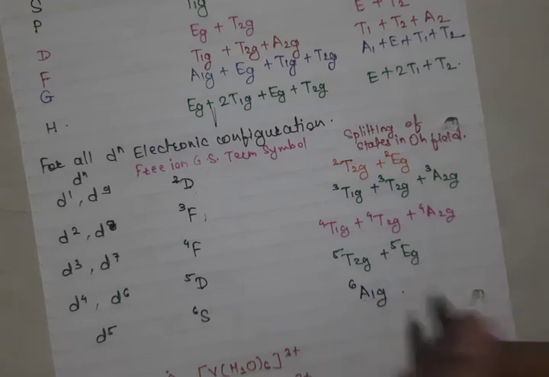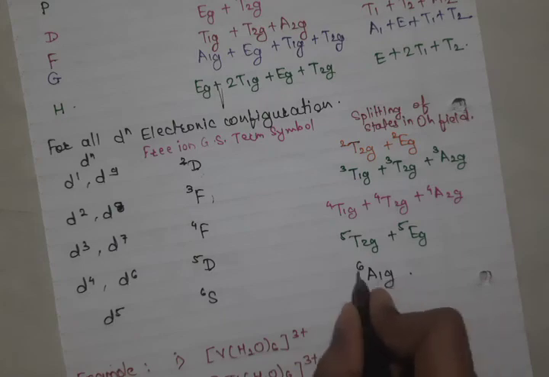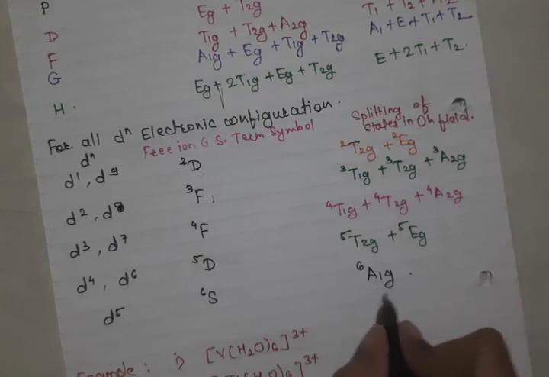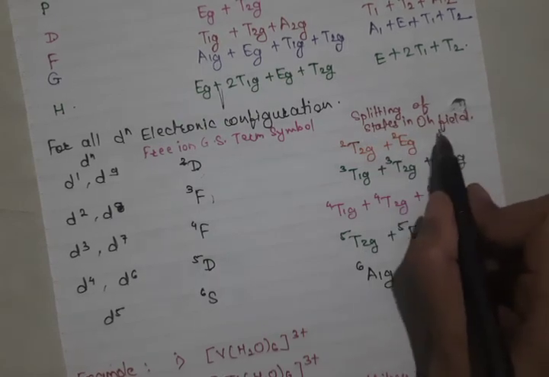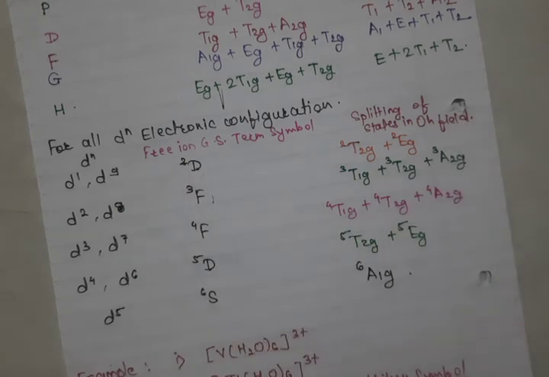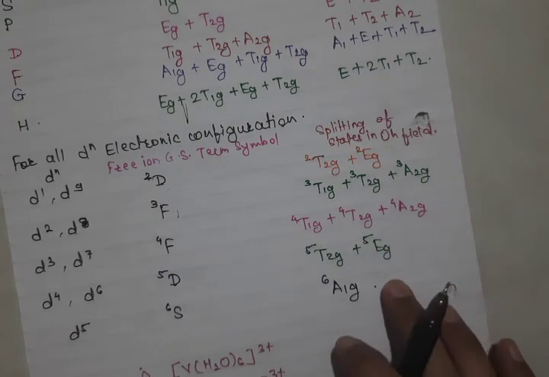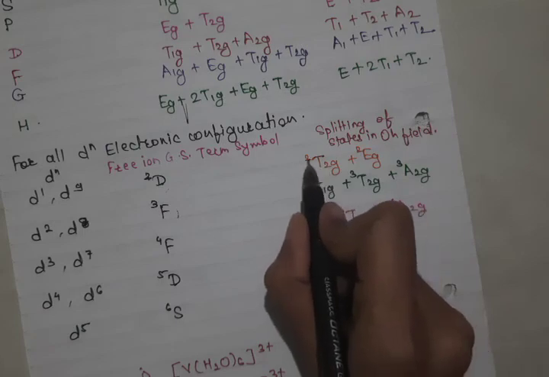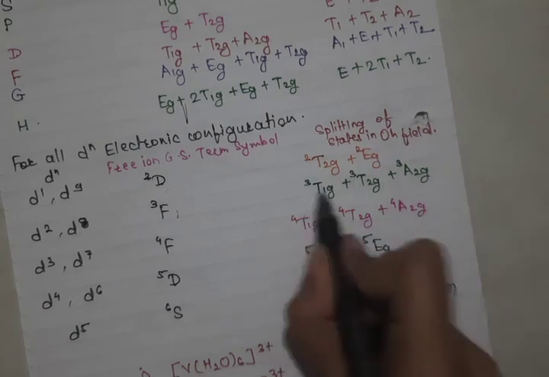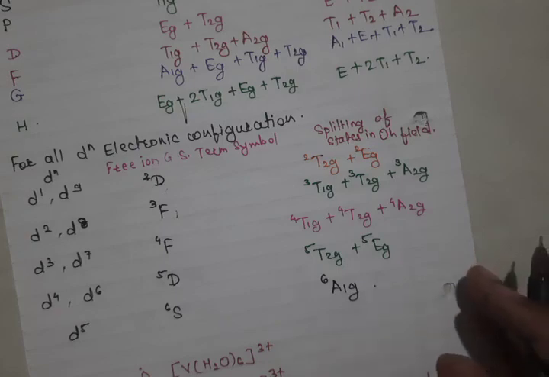T2g5, Eg5. And for the S term, S6, that is A1g6. You can remember this simple A1g6. So this is the splitting of states in an octahedral field for a dn electronic configuration. For a tetrahedral field, you have to write in a similar fashion, except the g. So how will you write? T2 2 plus E2, T1 3 plus T2 3 plus A2 3. In this way, up to A1 6, you have to write in the case of tetrahedral complexes.